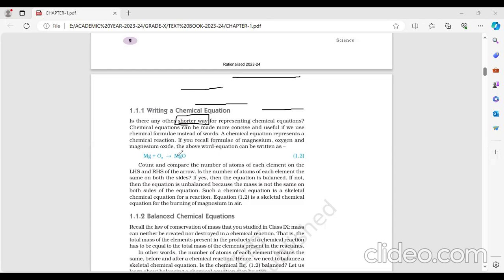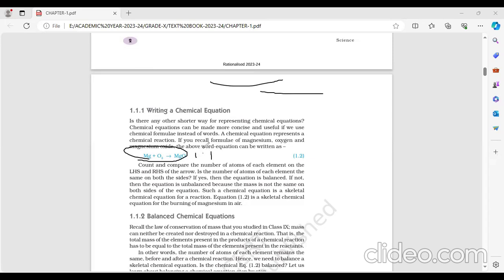So here it becomes very small. Instead of words, I use chemical formula symbols. For magnesium I will use Mg, and oxygen is a diatomic molecule, so I'll write O2, plus magnesium oxide, MgO. This is how we write a chemical equation. A chemical equation is written using chemical formulas instead of sentences or words. So we are using chemical formulas.